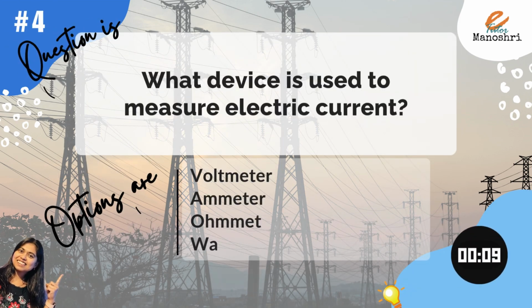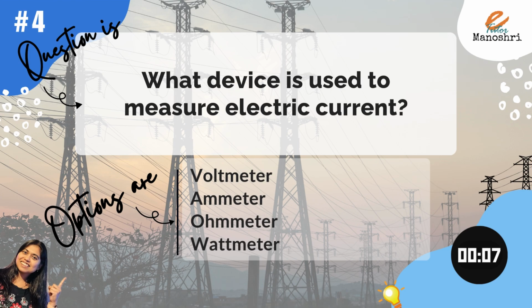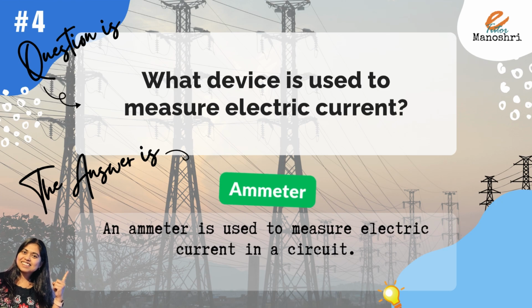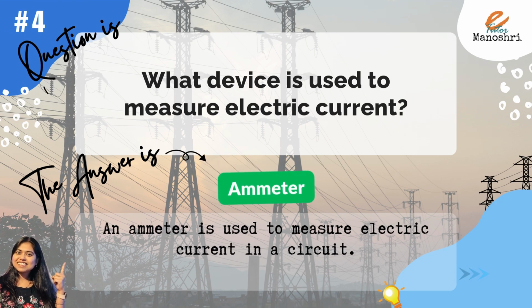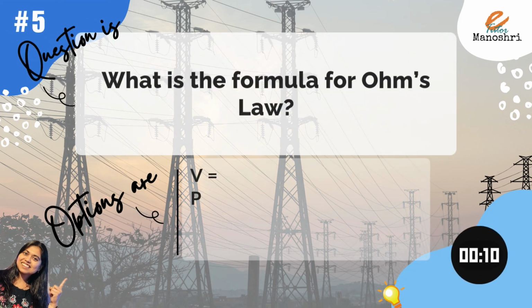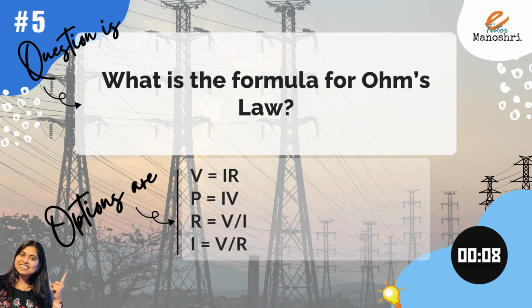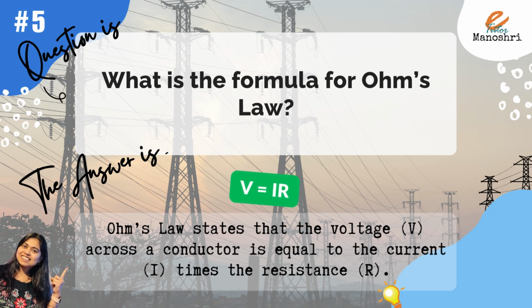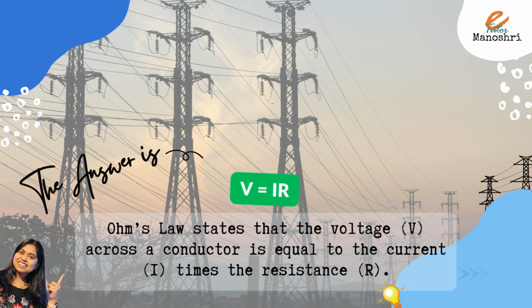What device is used to measure electric current? An ammeter is used to measure electric current in a circuit. What is the formula for Ohm's law? Ohm's law states that the voltage across a conductor is equal to the current times the resistance.